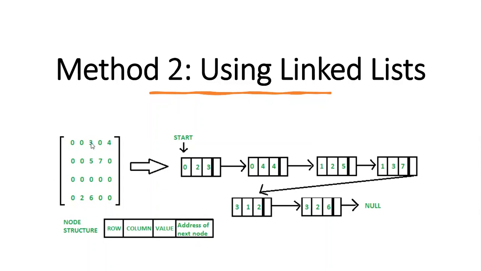Starting with the first non-zero element, that is 3. The value is stored here, in the order of row, column, value, and the next node, that is the address of the next node. So this is the location process. This is the first node, having the 0th row and the second column, and the value of this one is 3, and next it has the address of the next node. This is the second non-zero element in this matrix.